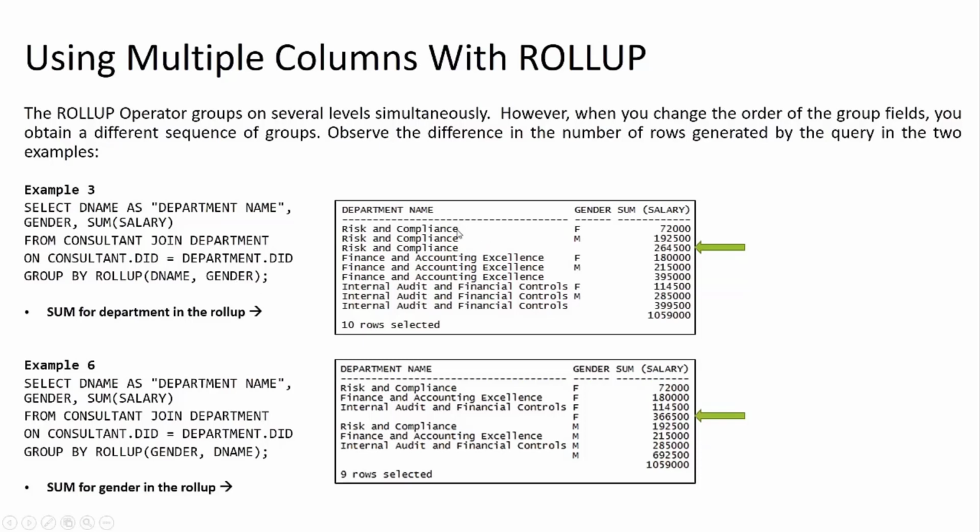Okay, so we have 3 departments: risk and compliance, finance and accounting, and internal audit and financial controls, and 2 genders, female and male. So we're going to find the sum of salary for each department, and then within the department by gender. So females in risk and compliance make a total of 72,000. Males in risk and compliance make a total of 192,000. This is why I think average would be better, because maybe we have a lot more men working in this department. I don't know. But anyway, it doesn't materially change what we're talking about here.